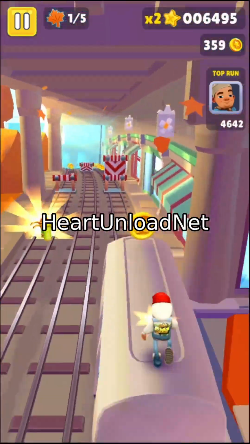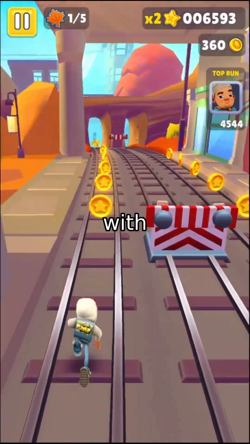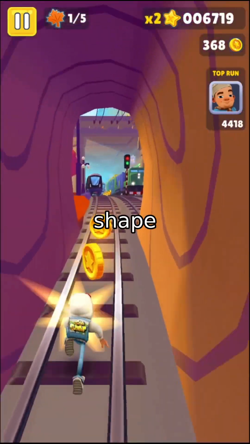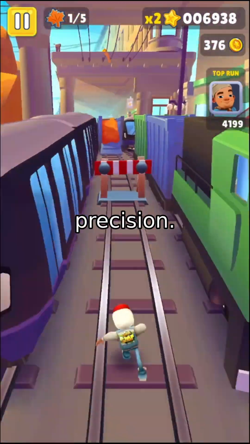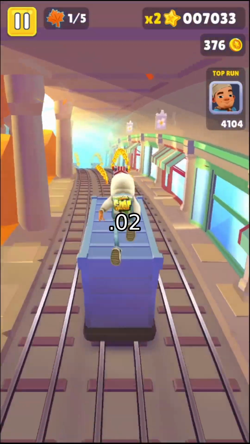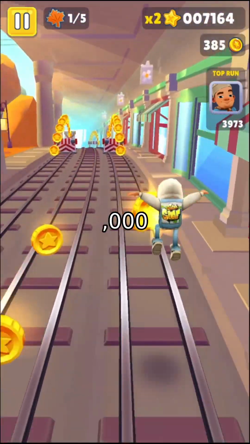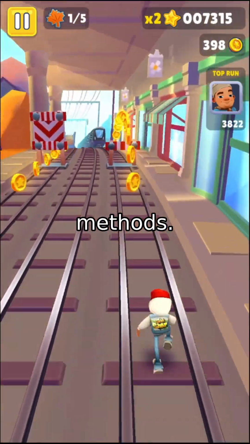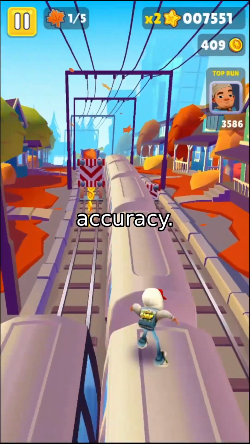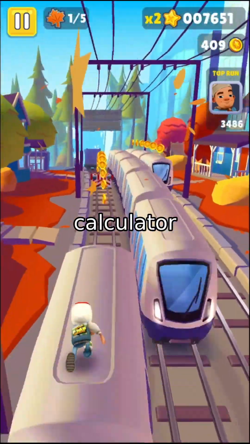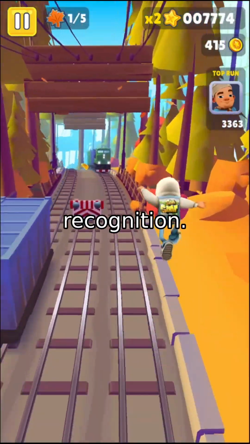Mind-blowing. HeartUnloadNet achieves sub-millimeter accuracy with a dice similarity coefficient, a measure of shape overlap, of 0.986. That's 98.6% precision. And it does it in 0.02 seconds per case, over 100,000 times faster than traditional methods. Even with just 200 training samples, it maintains 97% accuracy. It's like having a supercharged calculator that's also a genius at pattern recognition.